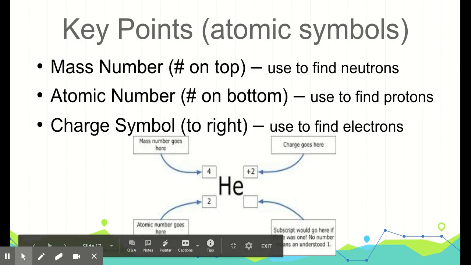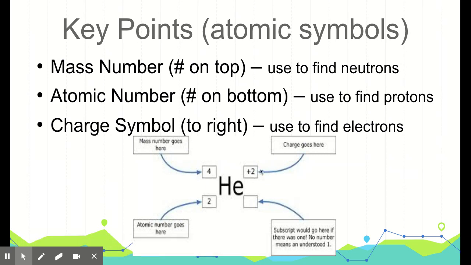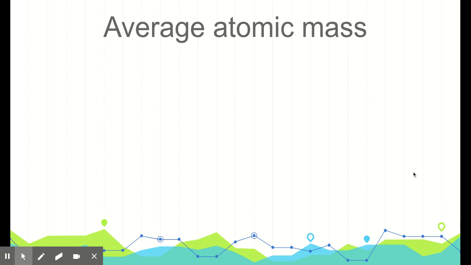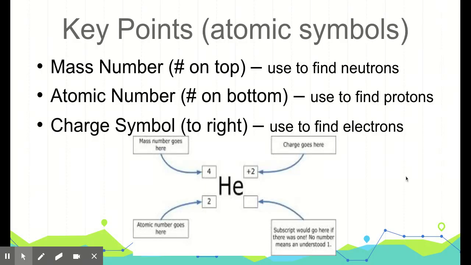Okay, just some key points. Your mass number is always going to be on top, your atomic number is on the bottom, and the charge goes on the upper right side. We will talk about average atomic mass next time.